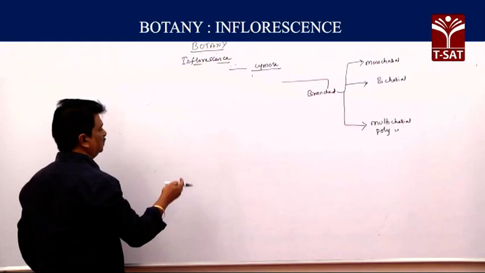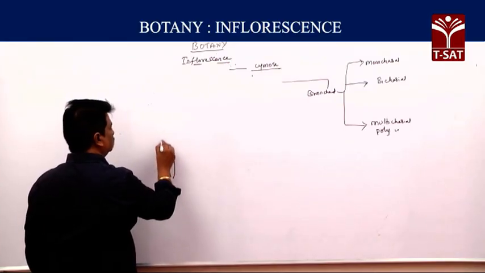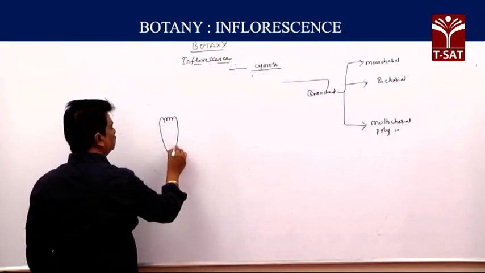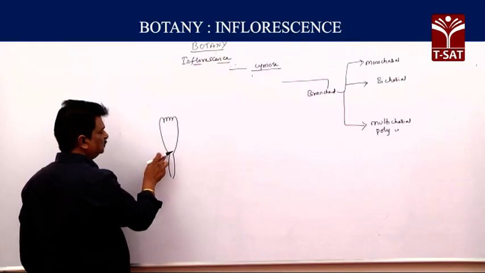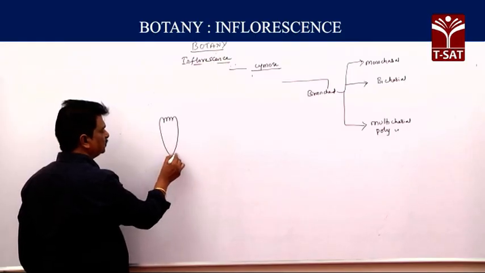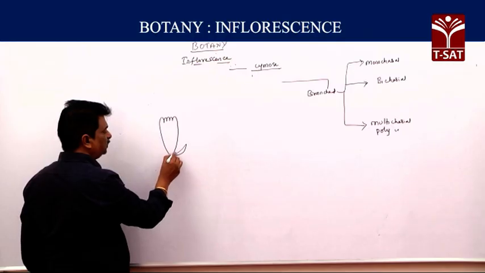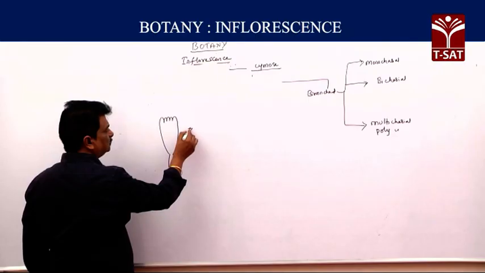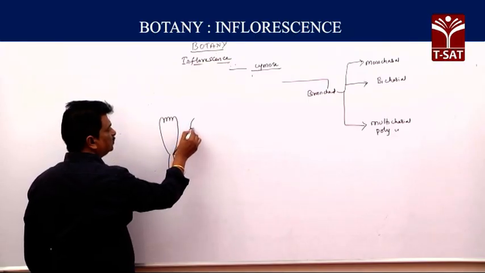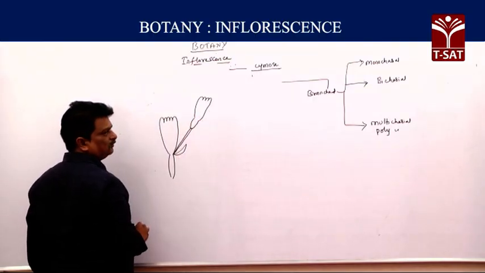So in monochasial, first the apical bud is modified into a flower. The apical bud modified into a flower means apical bud growth is arrested. Then below the flower, a bract is formed. This bract contains an axillary bud. This axillary bud gives a branch. Again in that branch, the apical bud is modified into a flower.